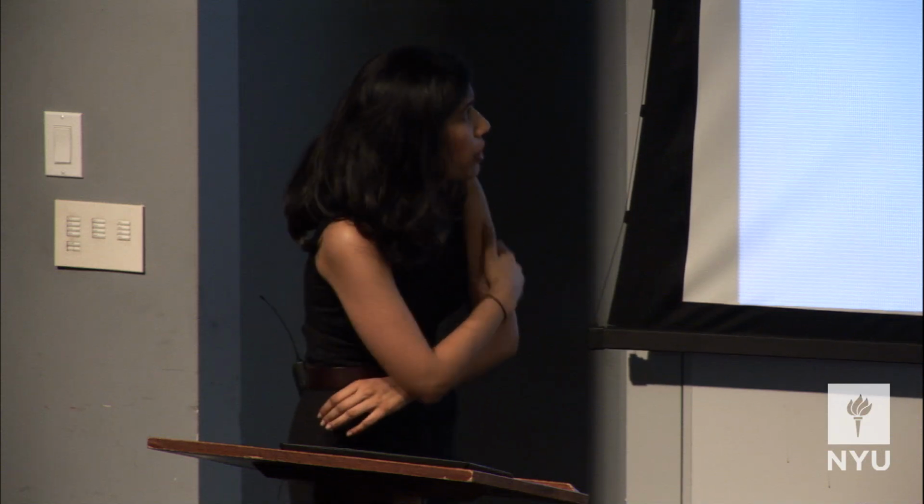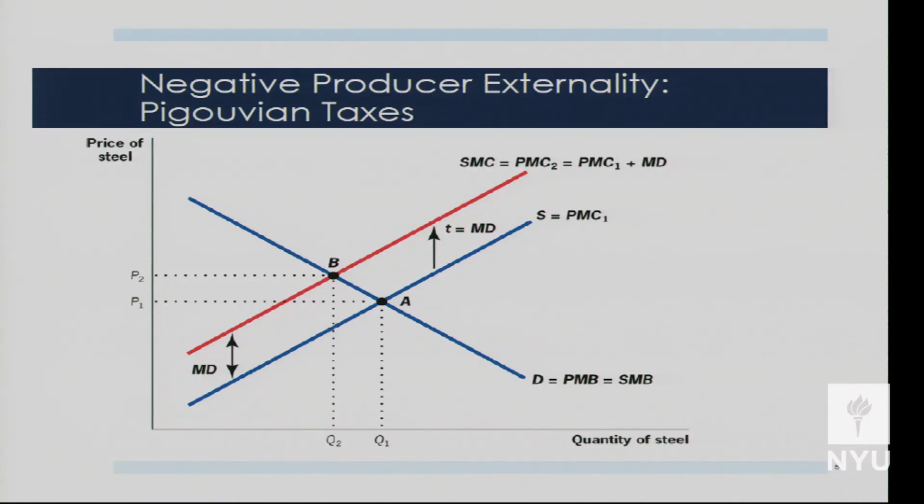Okay, so let's go through the simple model of a negative production-based externality. We're going to go from paper mills to steel mills. That's why I kept saying steel mill earlier. So this is a steel mill, and the steel mill is deciding how much to produce. It has a demand function. There's no externality from steel consumption in this model, so the private marginal benefit of steel consumption is equal to the social marginal benefit of steel consumption. So the demand curve is simply our demand curve.